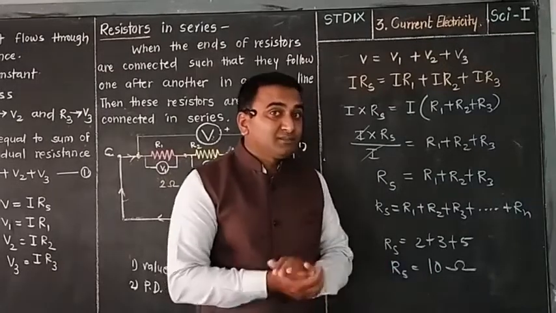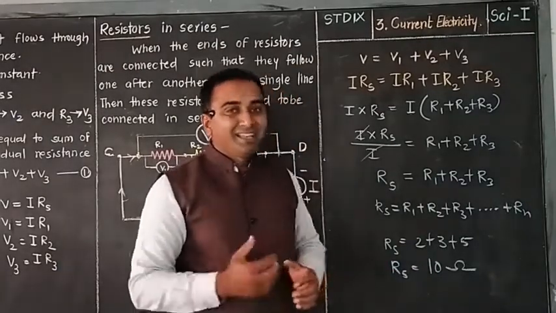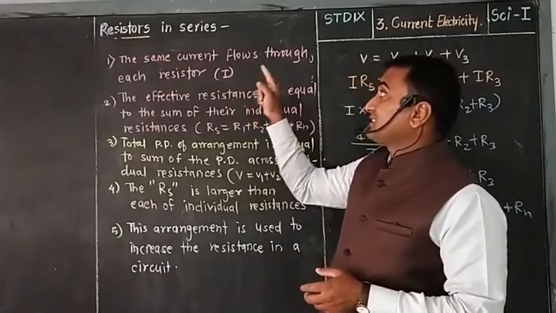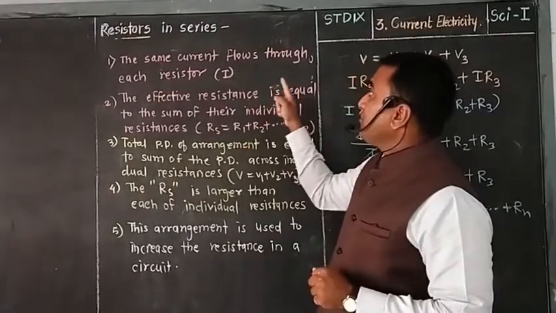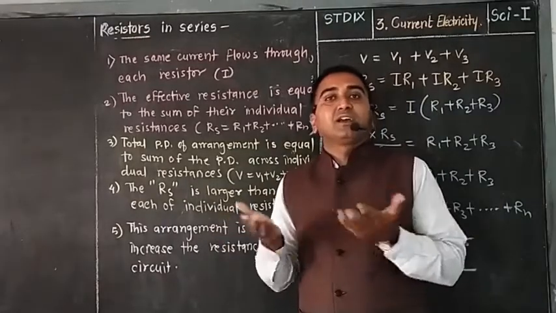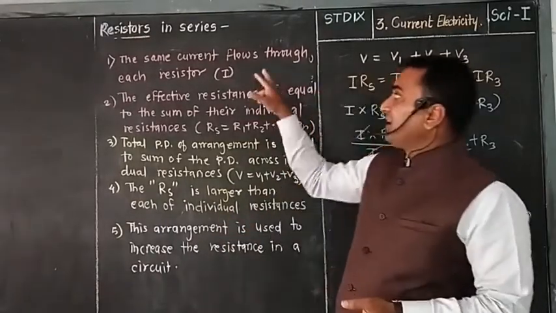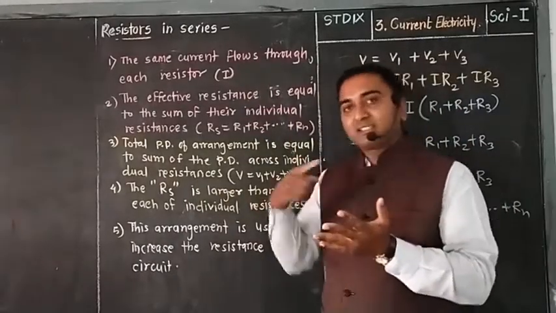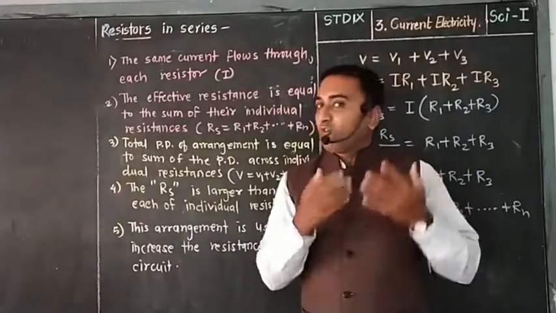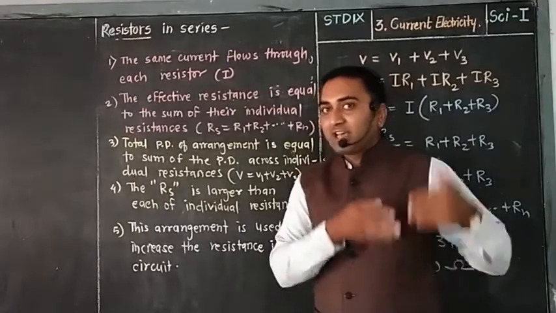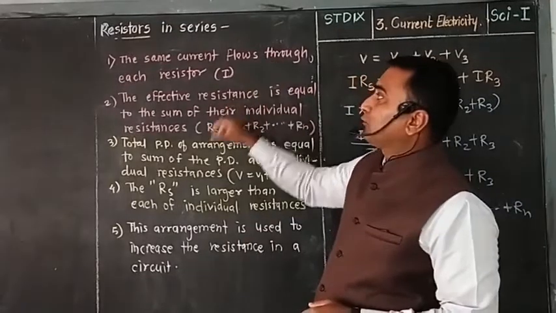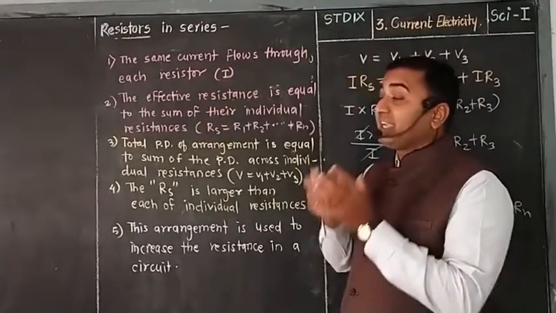So what is the conclusion out of this discussion? Let's see that. The first thing is, what are the properties of resistors in series? Number 1. The same current flows through each resistor. That I have discussed. Wherever you go, current is constant. That means R1 has the same current, R2 has the same current, R3 also has the same current. Why? Because they are in the same line. Whatever the number of electrons may be, they are flowing through the same path, and so current is constant, and so it is the first conclusion: the same current flows through each resistor.